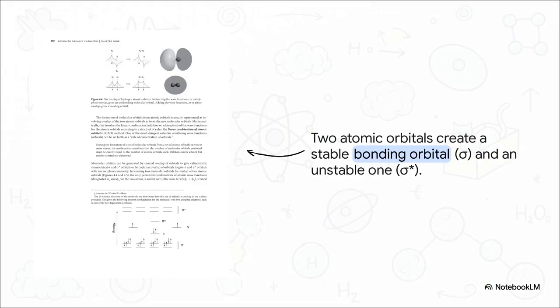So here's the result. Those two original atomic orbitals combine to form two brand new molecular orbitals. Now, nature's kinda lazy, so the electrons will always fall into the lowest energy state they can find, which is that stable bonding orbital, which we're calling sigma here. And just like that, you formed an H2 molecule.